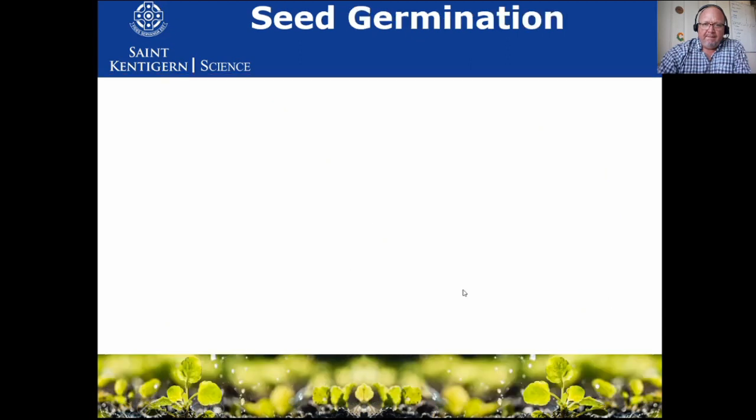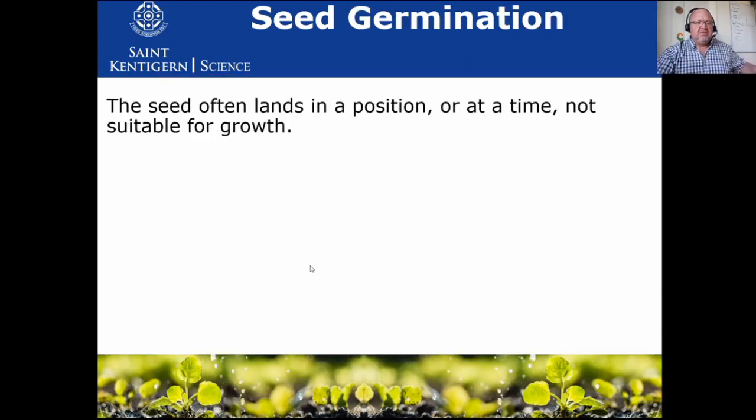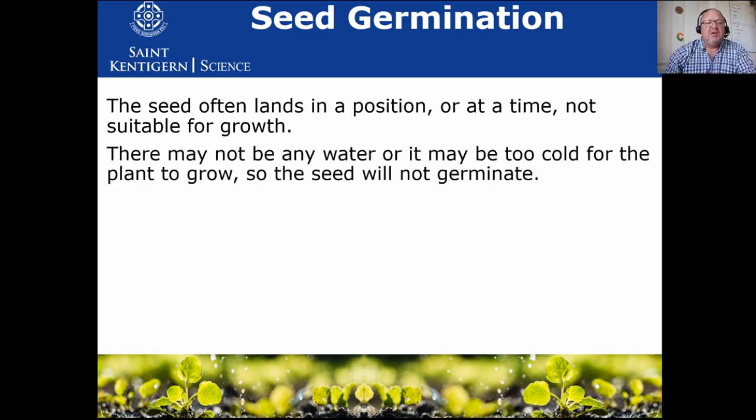Now, seed germination. So the seed often lands in a position or at a time not suitable for growth. So a seed can actually hibernate. It can wait there until it is right. But what does it need? It needs water and the temperature to be right. That's basically it. It needs water and temperature. Okay, if it's too cold, it won't germinate.